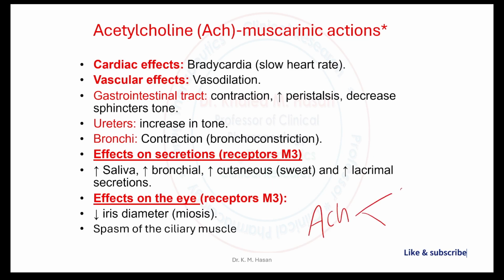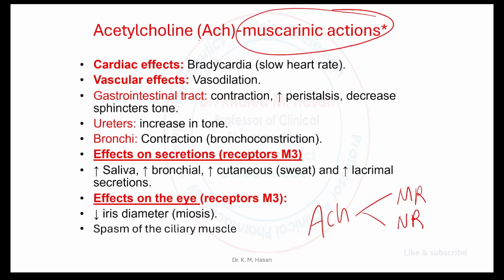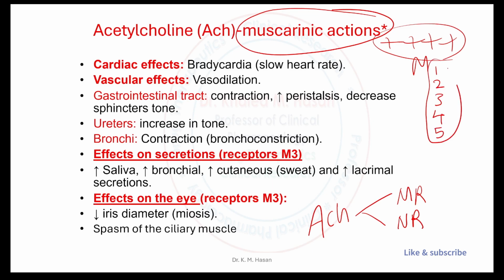Acetylcholine affects both muscarinic receptors and nicotinic receptors. Here we are talking about the muscarinic receptor. What happens when acetylcholine activates the muscarinic receptor? We know that we have M1, M2, M3, M4, and M5, the subtypes of muscarinic receptor. In the heart, the effect of acetylcholine will be bradycardia, a slow heart rate, and we can note the receptor here, M2 receptor.